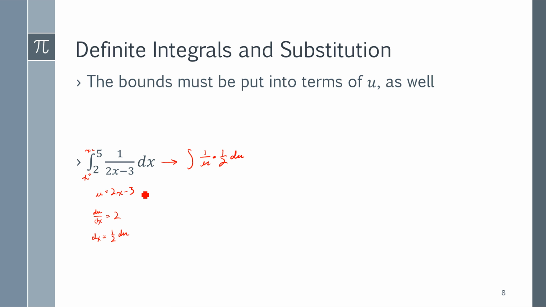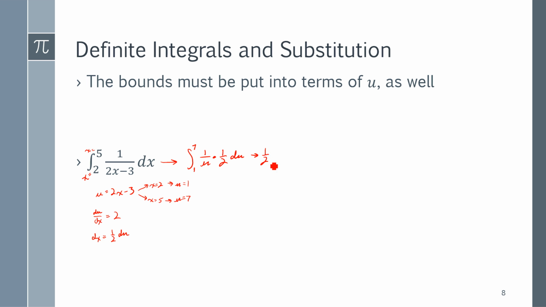Well, if x is 2, u would be 2 times 2, which is 4, minus 3, which is 1. And if x is 5, u would equal 2 times 5, which is 10, minus 3, which is 7. So my lower bound is 1, my upper bound is 7. Advantage to this, I'm not going to have to go back to x's because my bounds are already u's.